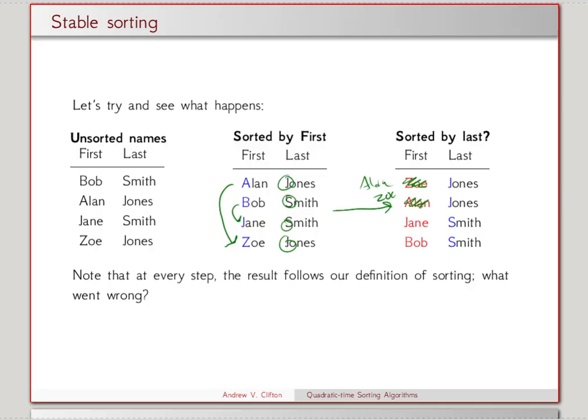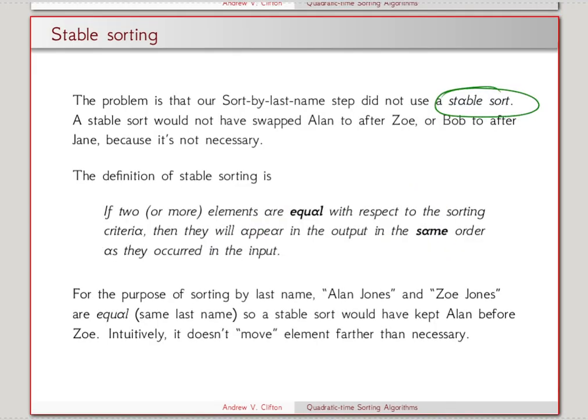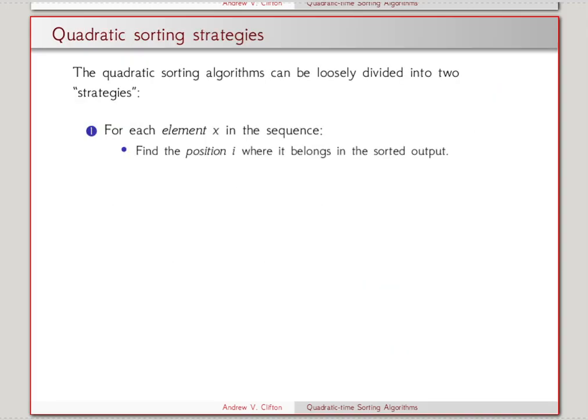In the Smiths, we originally had Bob before Jane. So a stable sort would have kept Bob first and put Jane after it. It doesn't move things further than they need to move. My original sort for last name was not stable, so it didn't do that. Alan Jones and Zoe Jones count as equal because we're comparing by last names only, so a stable sort would keep Alan before Zoe, right?